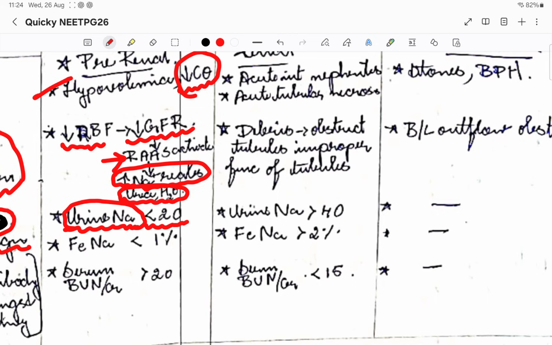Okay, then the fractional sodium excretion will be less than 1% because everything is getting reabsorbed. So this is also one extra thing. And please remember the serum BUN to creatinine ratio, that is blood urea nitrogen to creatinine ratio, will be higher than 20. Okay, the reason is, see, urea is also getting reabsorbed from our kidney.